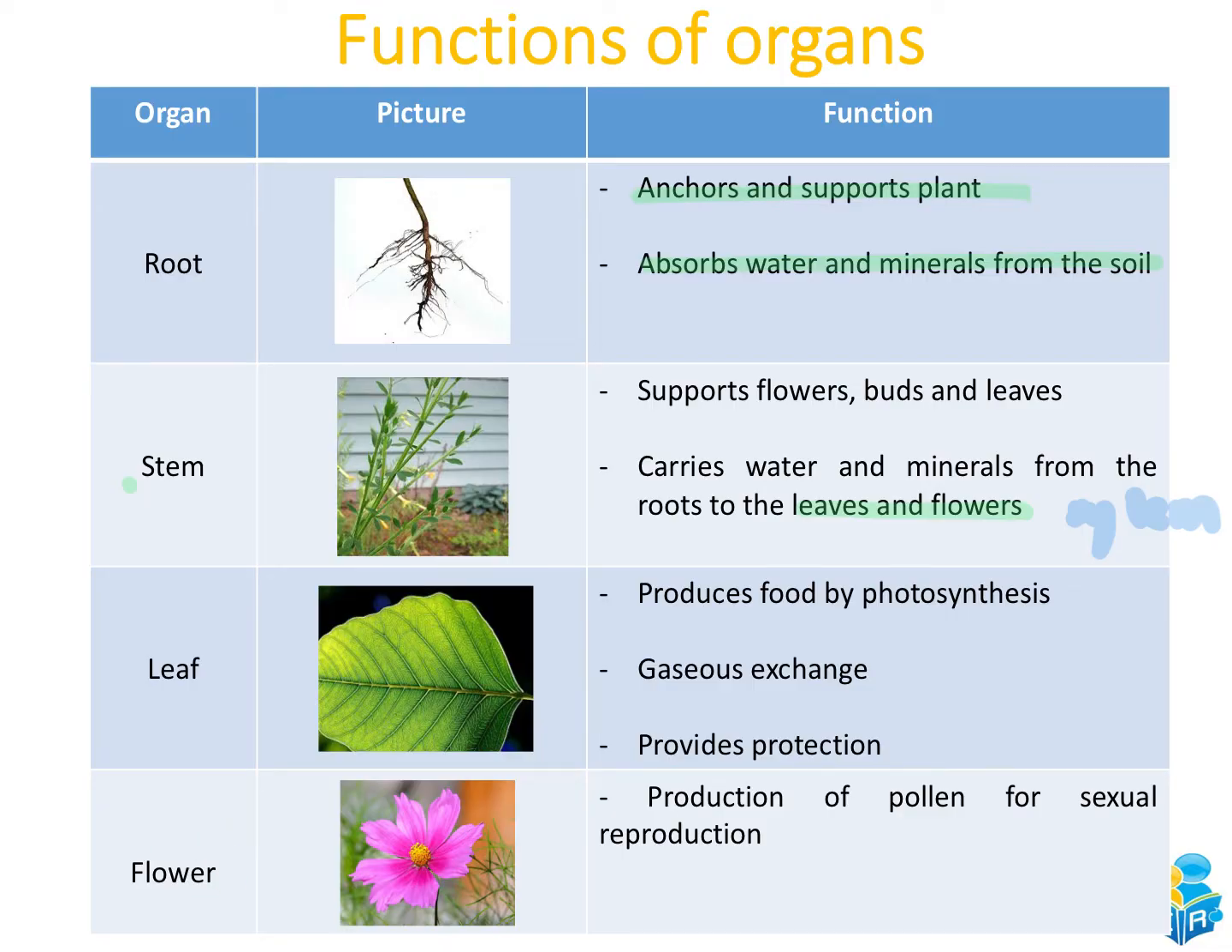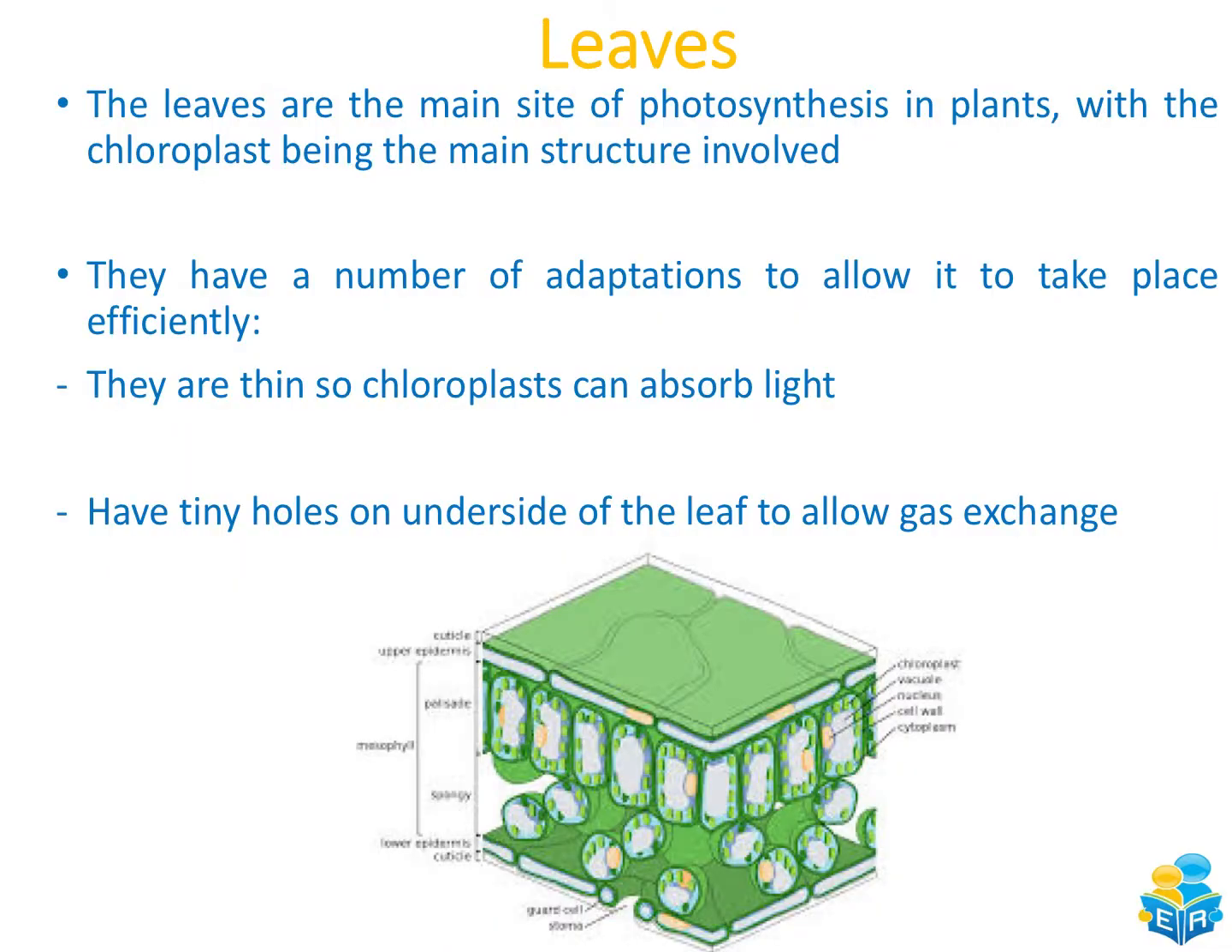And then we have our flower. So part of the flower, what's it going to do? It's going to produce pollen for sexual reproduction. And it's also going to attract insects to it so that pollination can happen, or they can take the pollen from the plant and deliver it to other plants. Okay, so that's the four main organs we have. We have our root, we have our stem, we have our leaf, and we have our flower.